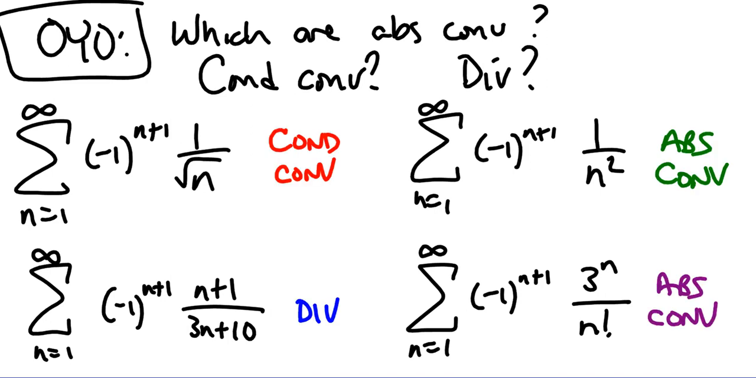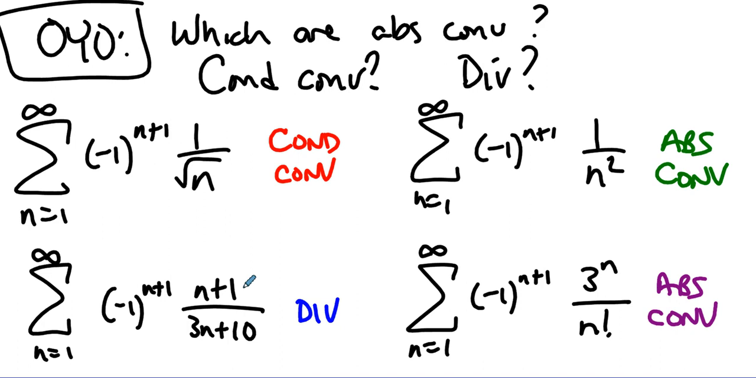Hopefully you got those 4 answers. 1 over radical n is a p-series where p is a half. That's not greater than 1, so it needs the alternation. And 1 over n squared is a p-series. P is greater than 1. That would have converged anyway. N factorial grows much faster than 3 to the n. These settle down really, really quick. So this is absolutely convergent.